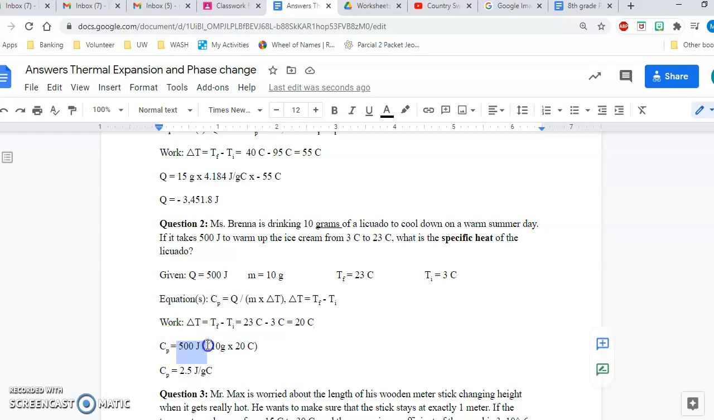Now we can say 500 joules divided by 10 times 20, and then we get our answer to be 2.54. One note, when we're putting this in our calculator, we want to make sure we have parentheses around this part. Otherwise, our answer will get kind of wonky. So make sure we have parentheses here.